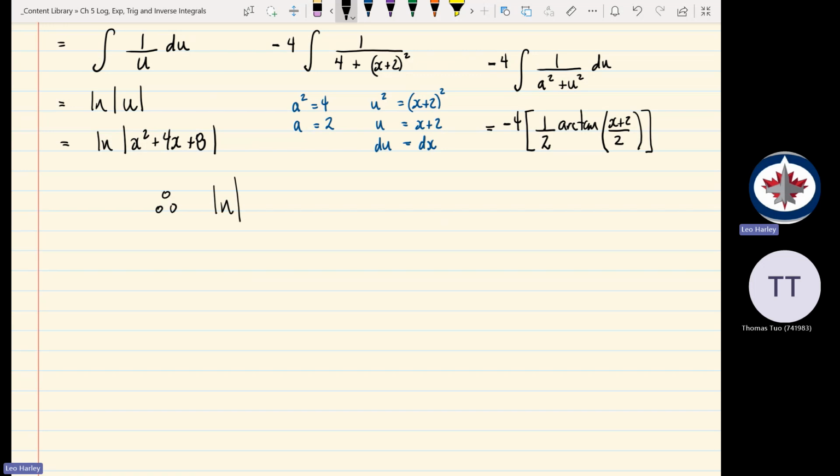So the natural log is the first piece of the puzzle. And then it's going to be minus 2. And then don't forget about the drowning child.